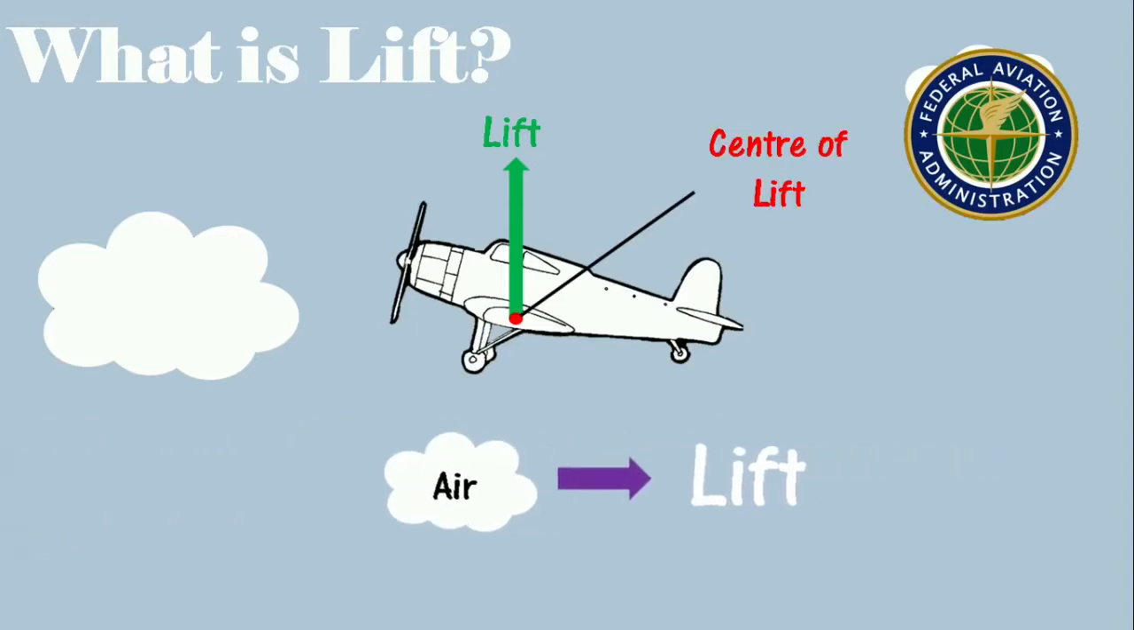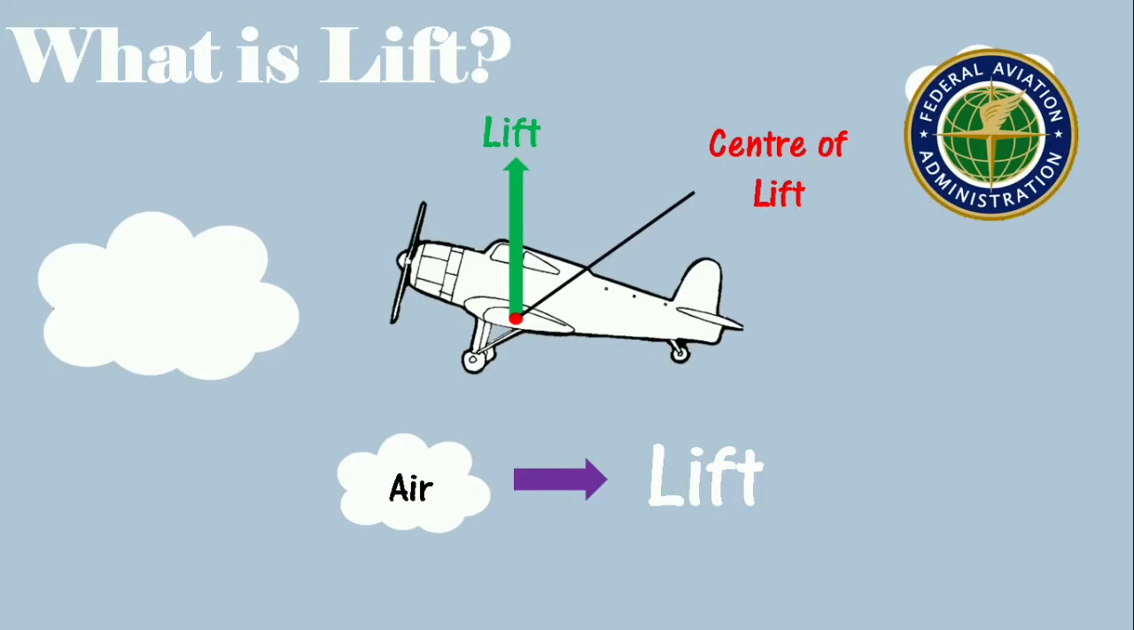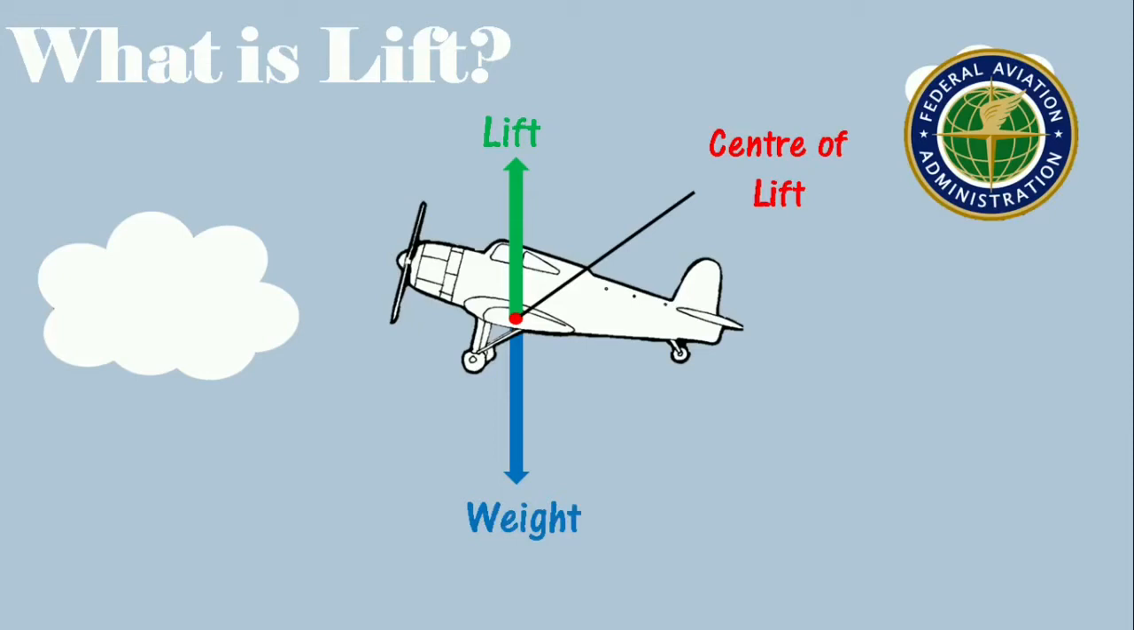So, what does this all really mean when we think of lift? Well, it means that if there is no air, lift can't be created, and also, if a plane is in level flight, the direction of lift will act directly opposite the force of weight. So now that we know what lift is, it's time to find out how lift can be produced.